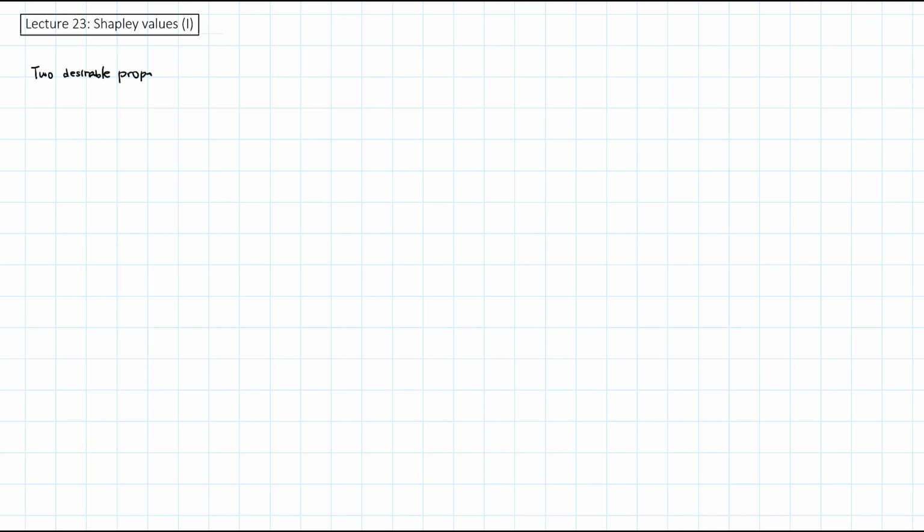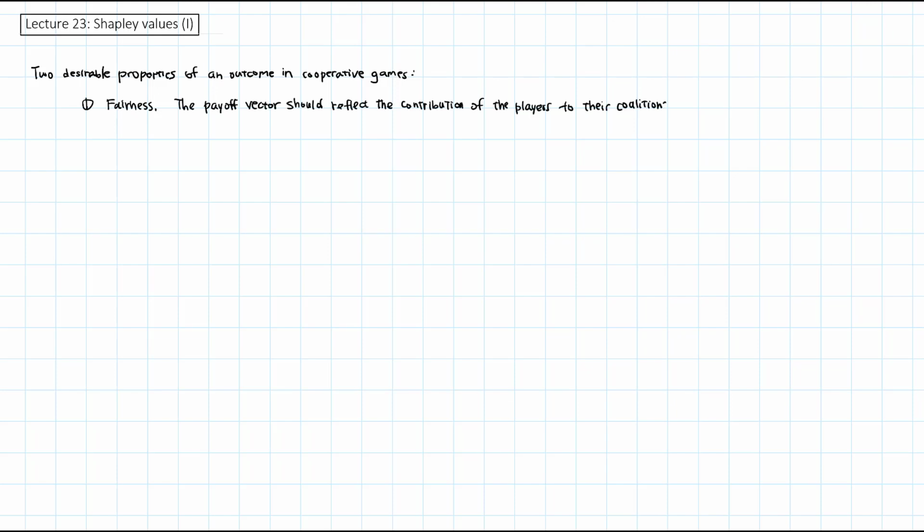And here are two desirable properties of an outcome in cooperative games. The first one is fairness. This means that the payoff vector should reflect the contribution of the players to their coalitions. The second property is stability. We want to incentivize the players to stay in their assigned coalition in the coalition structure. Now, there are different solution concepts that attempt to achieve these two properties. We will discuss one solution concept that deals with fairness and one that deals with stability.